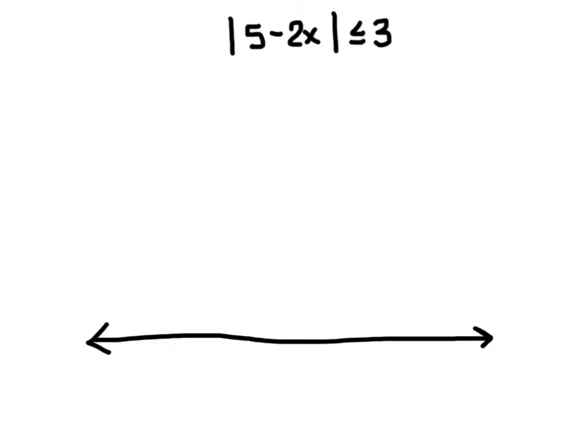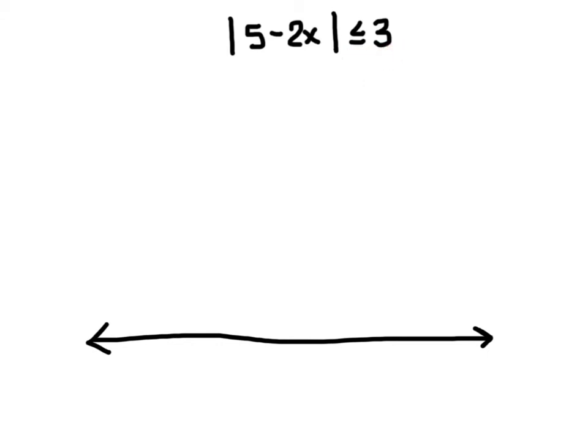This is an example on the Solving Absolute Value Inequalities worksheet that you took home. This is the first example. The notes that we just were talking about have to be in your notes, but now I'm going to start working on this worksheet. All right, so this is the absolute value of 5 minus 2x is less than or equal to 3.